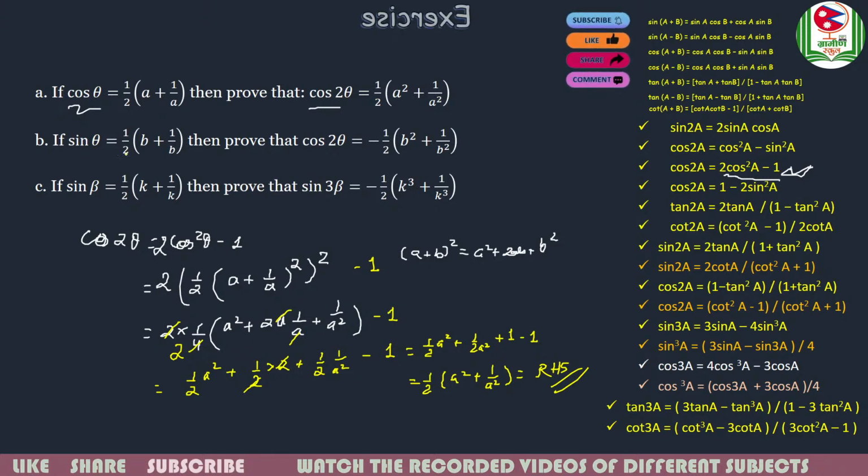As here sine theta is given and we have to prove this cos theta, we will use this formula. And here sine beta is given, and we have to prove sine 3 beta. So we have the formula, sine 3a equals 3 sine a minus 4 sine cube a. So you can use this formula and prove this. If sine beta is 1 by 2 into k plus 1 by k, then we can easily prove that sine 3 beta is 1 by 2 into k cube plus 1 by k cube. Okay.